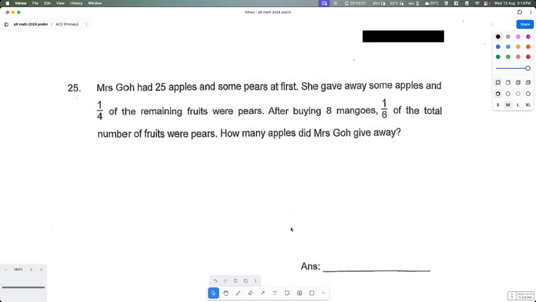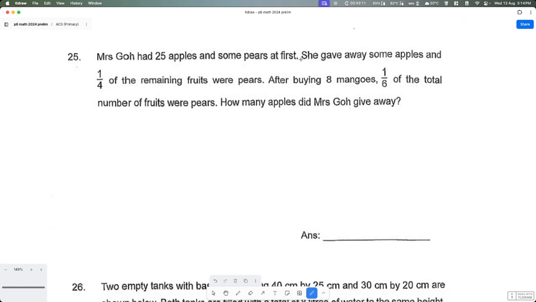Question 25. Mrs. Go had 25 apples and some pears at first. She gave away some apples, and 1/4 of the remaining fruits were pears. After buying 8 mangoes, 1/6 of the total number of fruits were pears. How many apples did Mrs. Go give away?